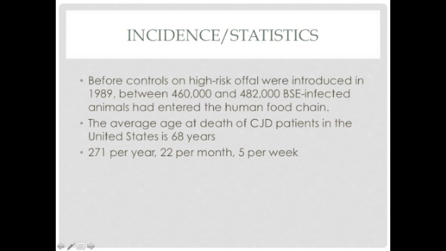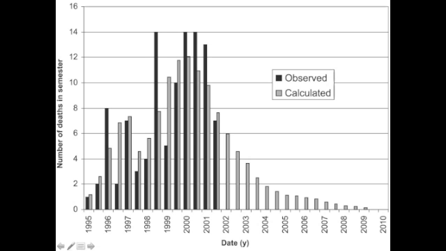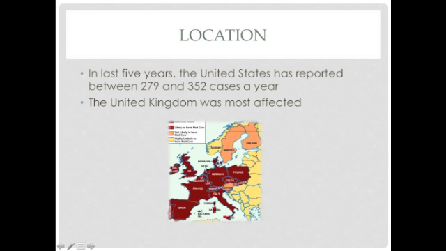Incidence and statistics. Before controls on high-risk offal were introduced in 1989, between 460,000 and 482,000 BSE infected animals had entered the human food chain. This caused there to be a higher rate of fatality during these times. The average age of death of CJD patients in the United States is 68. About 1 in 1 million people will develop the disease, and 272 per year, 22 per month, or 5 per week will die of this disease. This graph depicts the number of deaths per each year from this disease.